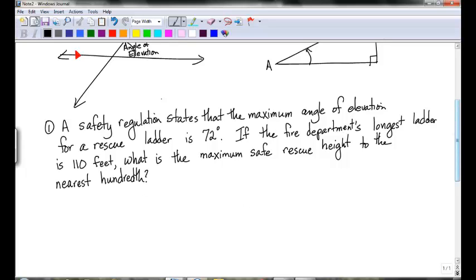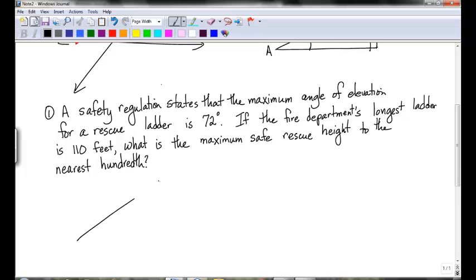Okay. Picture-wise, draw a right triangle. They're giving you the angle of elevation. Remember, the angle of elevation is never going to be from a vertical. Angle of elevation and angle of depression will never ever be from a vertical. It'll always be from a horizontal line, up for an angle of elevation. So they're giving you the angle. If the fire department's longest ladder is 110 feet, they're telling you this is 110 feet.